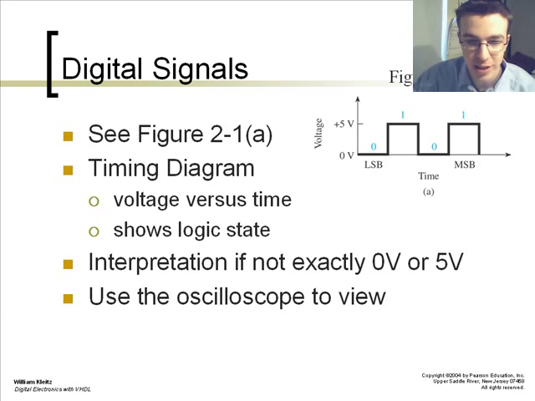And the interpretation is not exactly 0 or 5 volts. It could be 0.1 volts or 4.97 volts as an example. We use the oscilloscope to view these values.